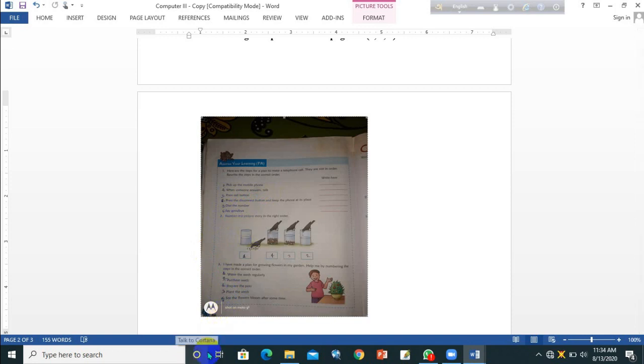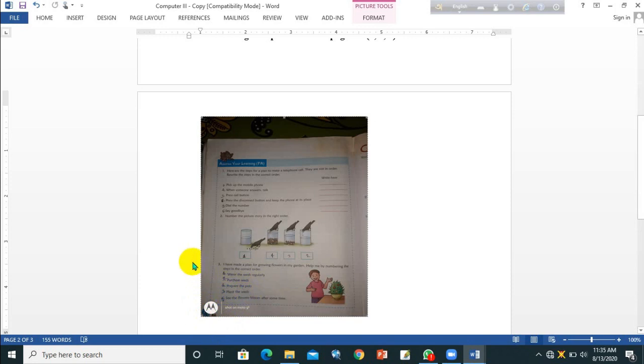Then the last one, third number one is, I have made a plan for growing flowers in my garden. So we have to match this in correct order. So one number is what? One number is prepare the pots. That means we have to prepare the pots. Number two, purchase seeds. Then number three, plant the seeds.